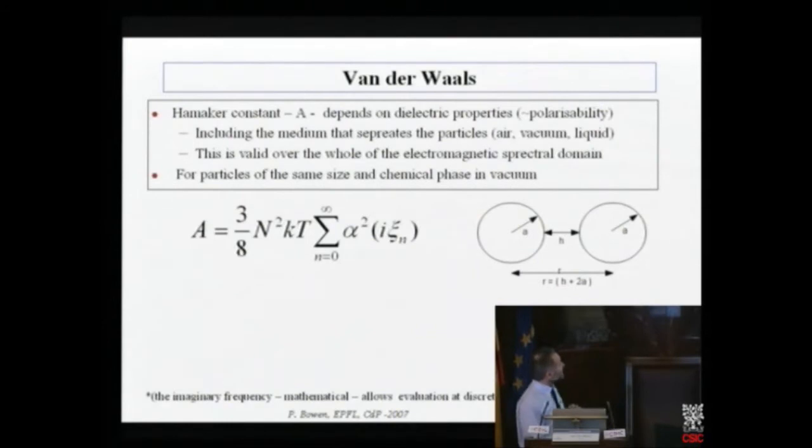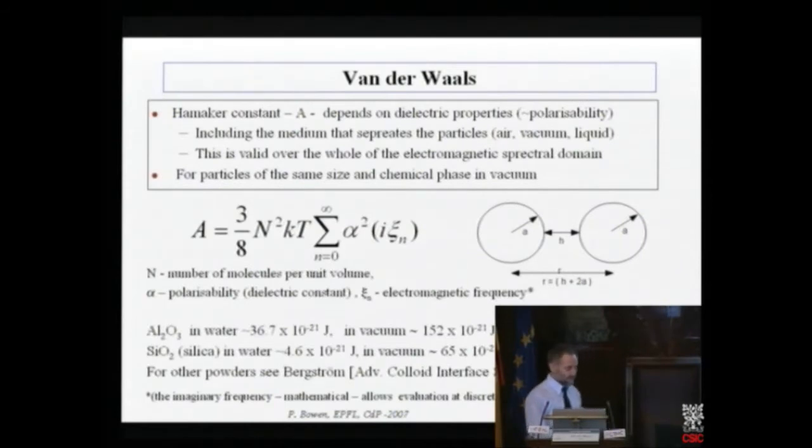The Hamaker constant itself, like I said, depends on dielectric properties. That is the polarizability of this material, and also the medium that separates it, be it air, vacuum, or a liquid. Valid over the whole range of the electromagnetic spectral domain. For particles of the same size and same chemical phase in vacuum, we can make this type of calculation.